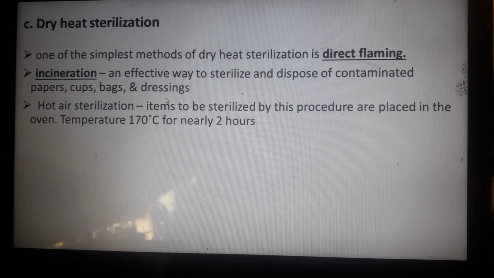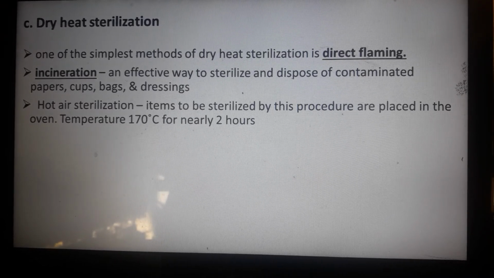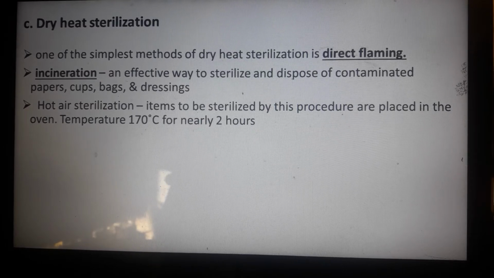Usually, hospital waste is incinerated or undergoes the incineration process. So it is burned. Hot air sterilization: items to be sterilized by this procedure are placed in the oven. Okay? Temperature is 170 degrees Celsius for nearly 2 hours. So that is considered the hot air sterilization process.